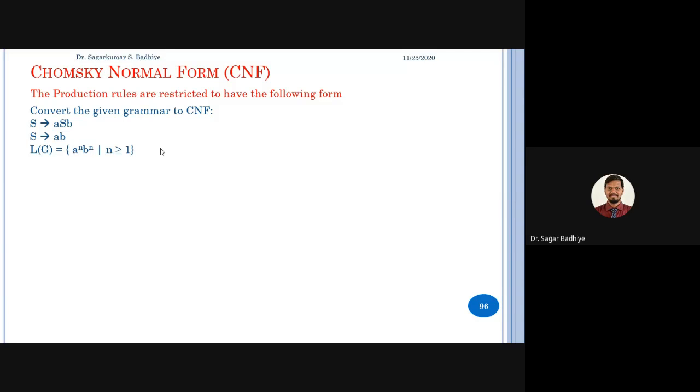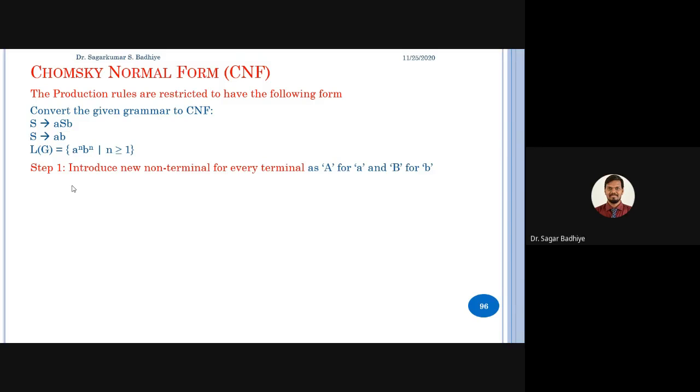Is the given grammar in CNF? No. Why? Because it is not following the structure of CNF. There is more than one non-terminal on the right hand side, right? So if such kind of grammar is given to you and you are asked to convert it to CNF, then there are two steps to be followed, and it is very simple. This is very simple to convert a given context free grammar to CNF.